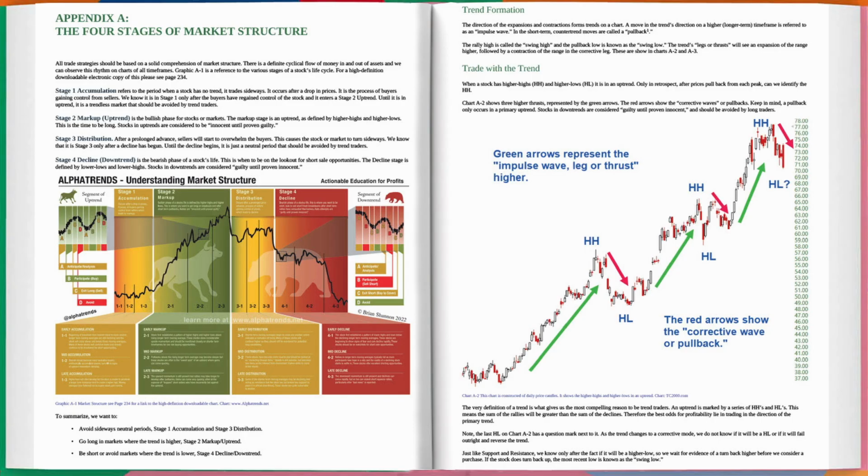An uptrend is marked by a series of HHs and HLs. This means the sum of the rallies will be greater than the sum of the declines. Therefore, the best odds for profitability lie in trading in the direction of the primary trend.